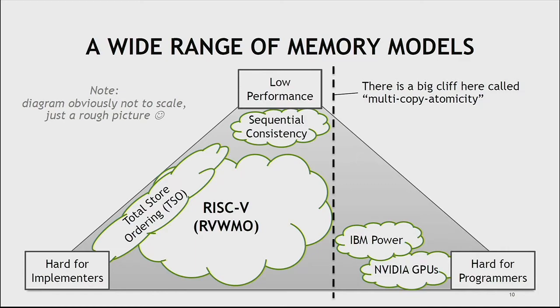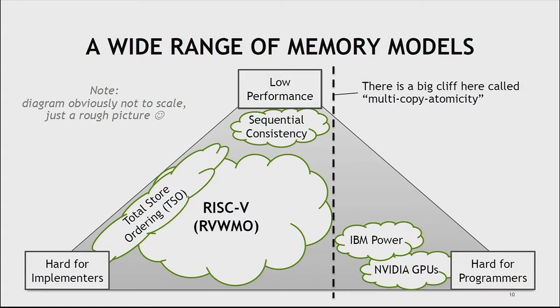So I put a line in here that's kind of a cliff. To the left is multi-copy atomicity, if you've heard that term. To the right is non-multi-copy atomicity. There's a pretty big jump in performance, pretty big jump in complexity as you go from the left side of the line to the right side. So we at NVIDIA embrace that, like I said, but for RISC-V, we chose to span somewhere in the middle here to the left side of this cliff.